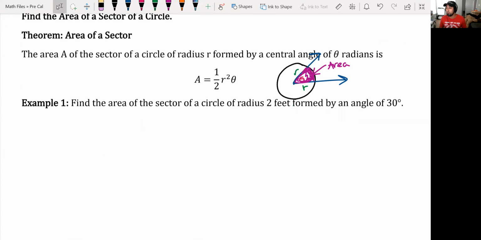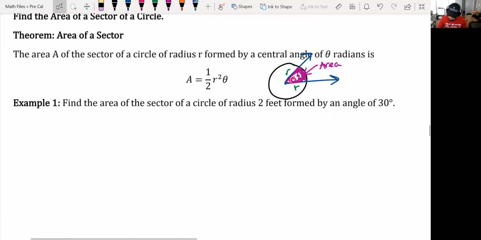So the theorem for the area of a sector: the area A of the sector of a circle of radius r formed by a central angle of theta, which has to be in radians. Make sure theta is in radians. If it's not in radians, you will get it wrong. It's given by the formula A equals 1/2 r squared theta, where all we need to find the area is the value of the radius and the value of theta in radians.